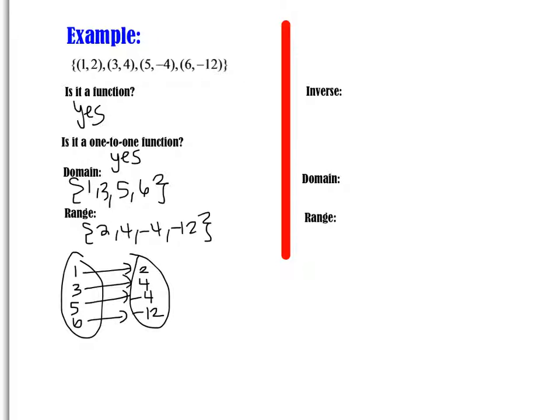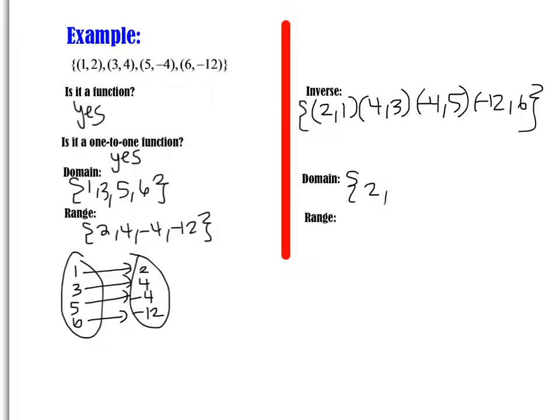So the inverse then is what we said. We switch all of the x and y coordinates. So here, if we have the point (1, 2), we're going to have the point over here, (2, 1). And I'll just go through the list like that. (3, 4) becomes (4, 3). (5, -4) becomes (-4, 5). And (-12, 6). So you can see the domain now is 2, 4, -4, -12. And the range is 1, 3, 5, 6.